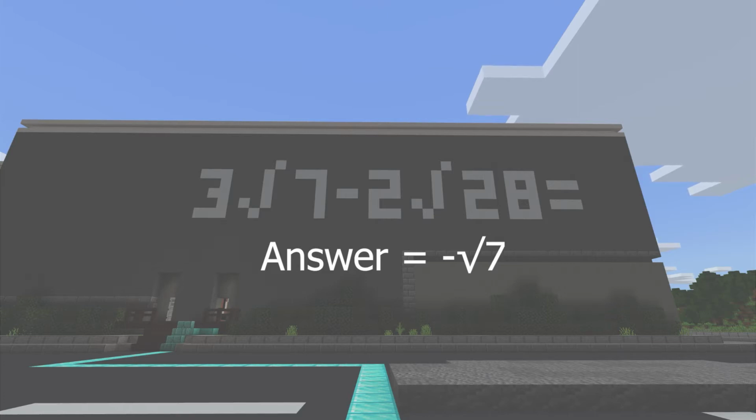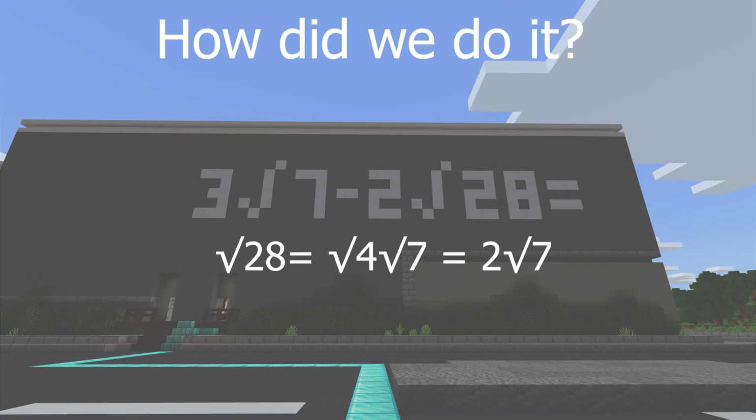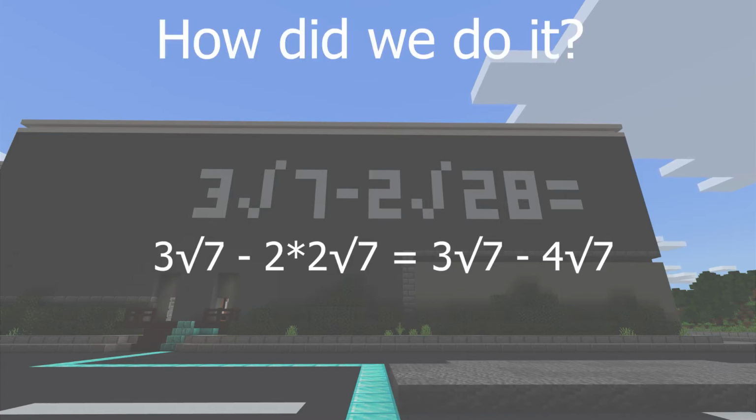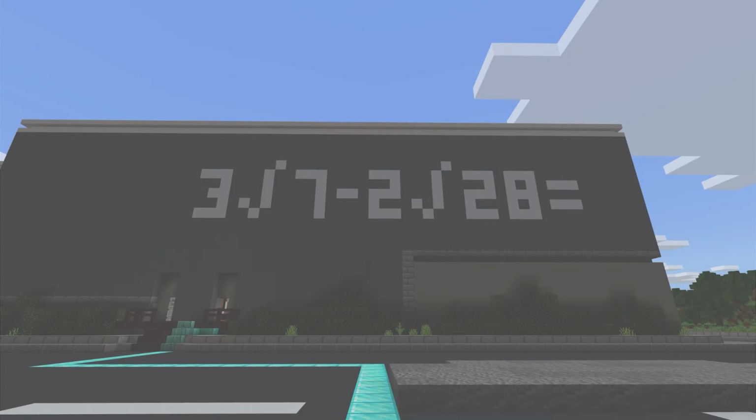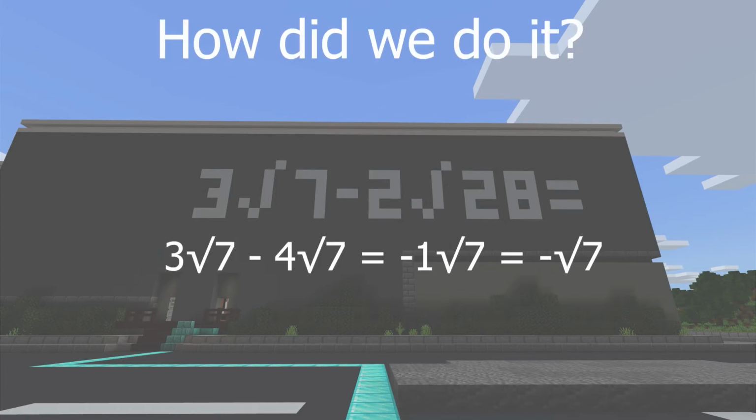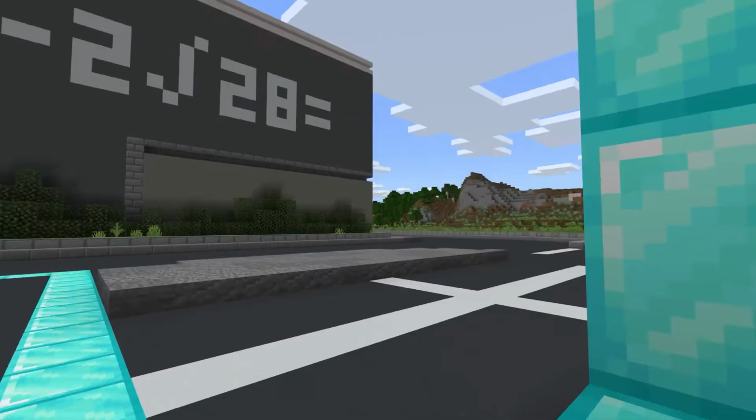Great job! If you didn't get it, let's talk about it right now. So the square root of 28, which is on the right-hand side, simplifies down to the square root of 4 times square root of 7. The square root of 4 is 2, so that is 2 times the square root of 7. Now we just substitute that back in the main equation. We get 3 square root of 7 minus 2 times 2 square root of 7. And that simplifies to 3 square root of 7 minus 4 times square root of 7. Subtract those two and you get negative square root of 7. Great job. Stick with me for one more question.